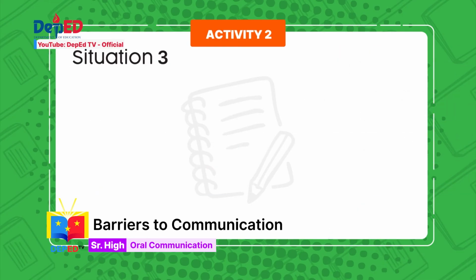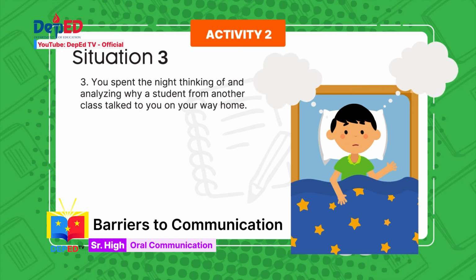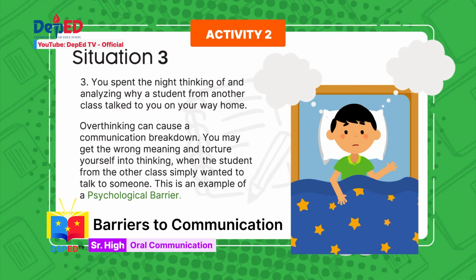Number 3. You spent the night thinking and analyzing why a student from another class talked to you on your way home. Overthinking can cause communication breakdown. You may get the wrong meaning and torture yourself into thinking about all the what-ifs when the student from the other class simply wanted to talk to someone. This is an example of a psychological barrier.